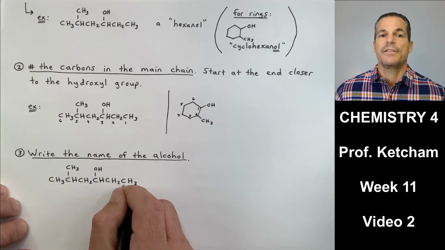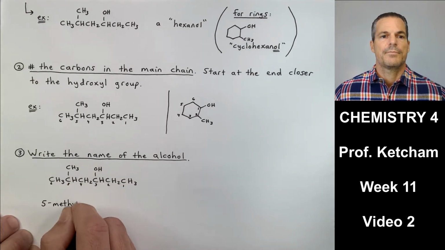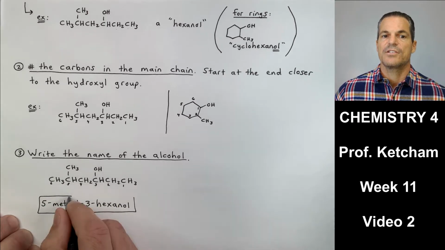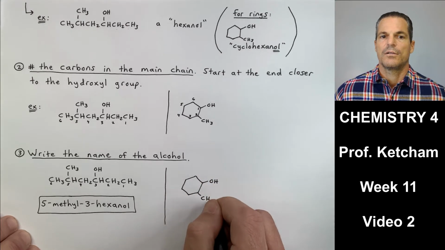Rule number 3, write the name of the alcohol. Okay, so I know I have a 5-methyl group. Put the branch first, and then I write 5-methyl-3-hexanol. Read out loud, that's 5-methyl-3-hexanol.